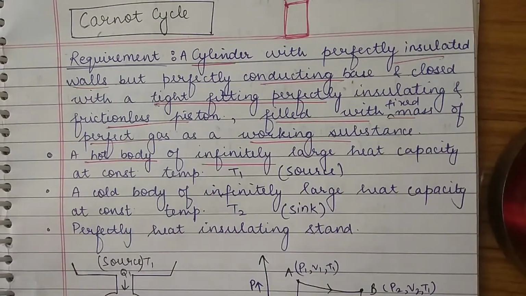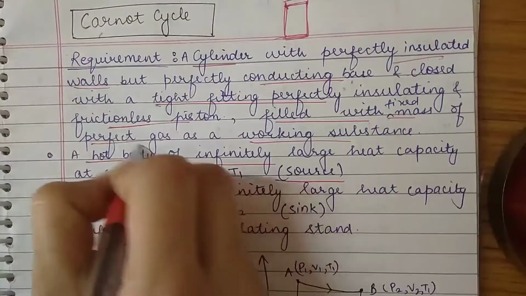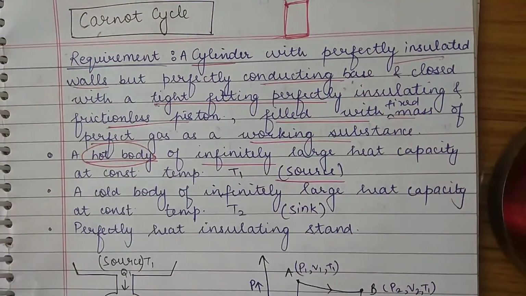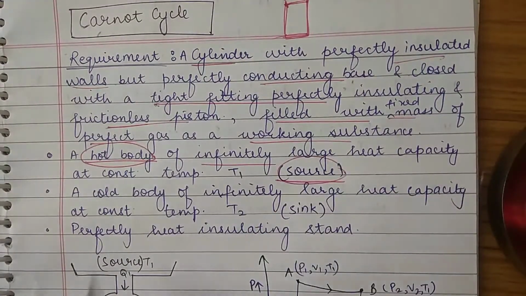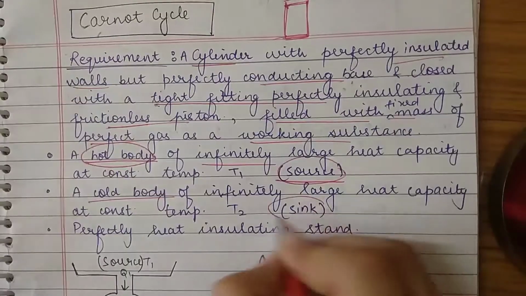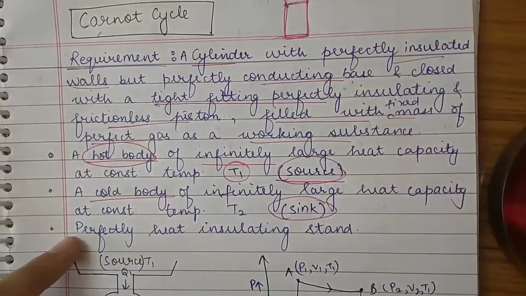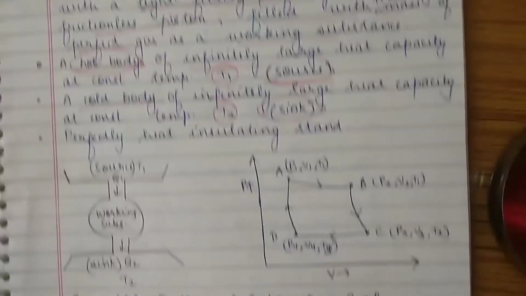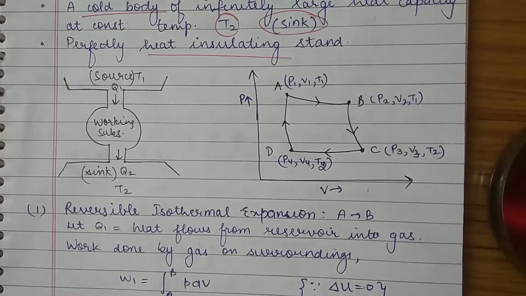Then we need a hot body which has infinitely large heat capacity, and it will act as the source. And then we need a cold body which also has infinite heat capacity, and it acts as the sink. The temperature at the source will be T1 and the temperature at the sink will be T2. We also require a perfectly heat insulating stand.